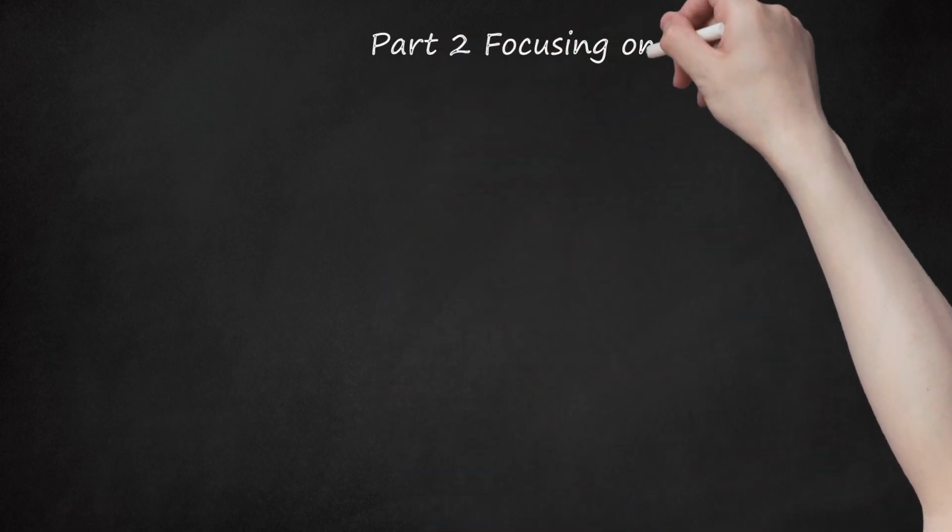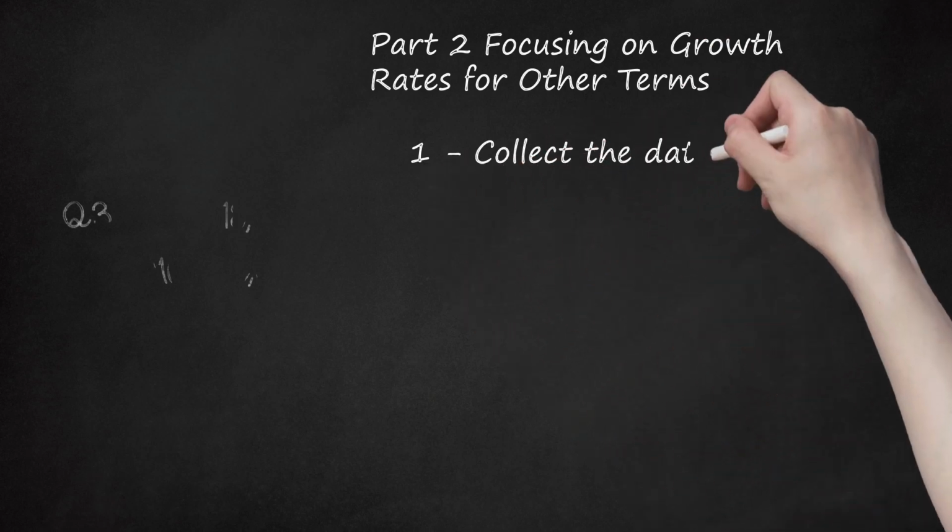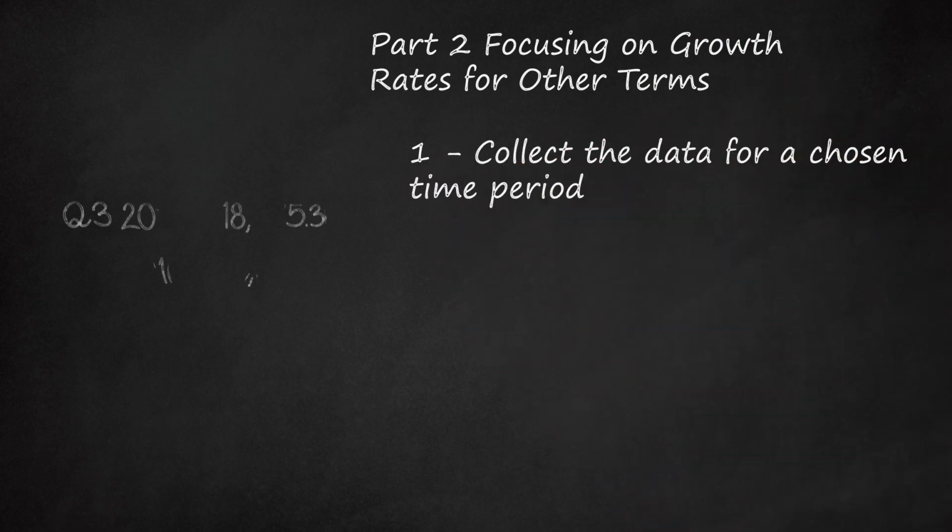Part 2: Focusing on growth rates for other terms. 1. Collect the data for a chosen time period. A comparison of GDP growth rates does not have to be limited to annual data. In fact, economists often want to know results and see trends over smaller time periods. In the US, the BEA calculates and reports GDP data each quarter.